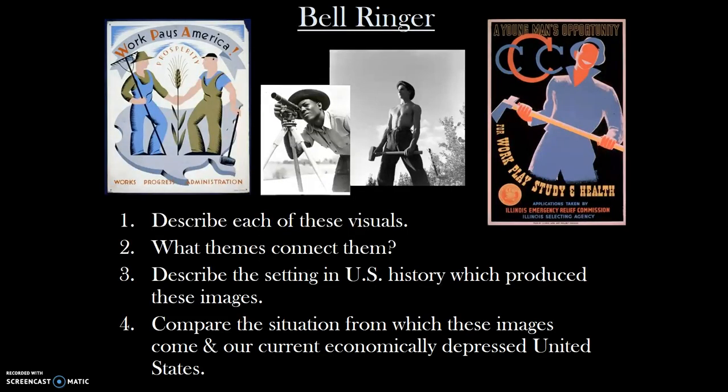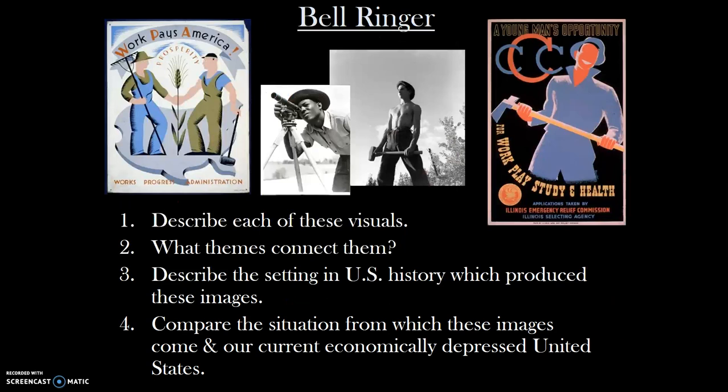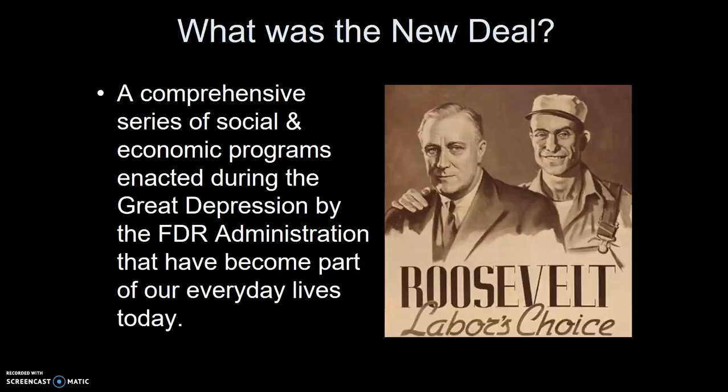A couple of quick bell ringers. These need to be answered before class. First, describe each of these visuals and tell me what themes connect them. Also, describe the setting in U.S. history which produced these images and compare the situation from which these images come to our current economically depressed U.S.